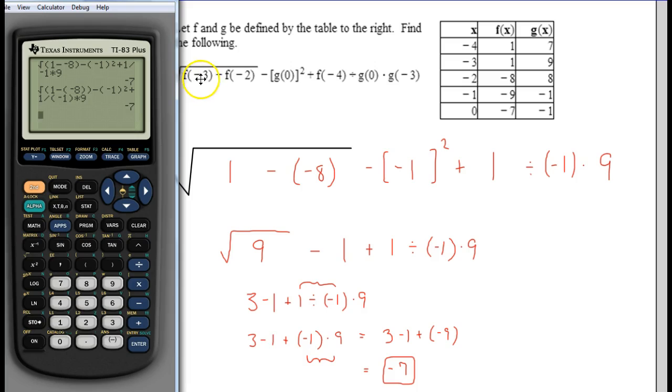Once you've figured out the function notation, what these numbers actually are, then your calculator can handle it. So you can go ahead and stick it straight into your calculator, or you can clean it up a little bit and make it a little something nicer to go into your calculator, like 3 minus 1 plus 1 divided by negative 1 times 9. You can kind of clean up the stuff a little bit and then go into your calculator there.